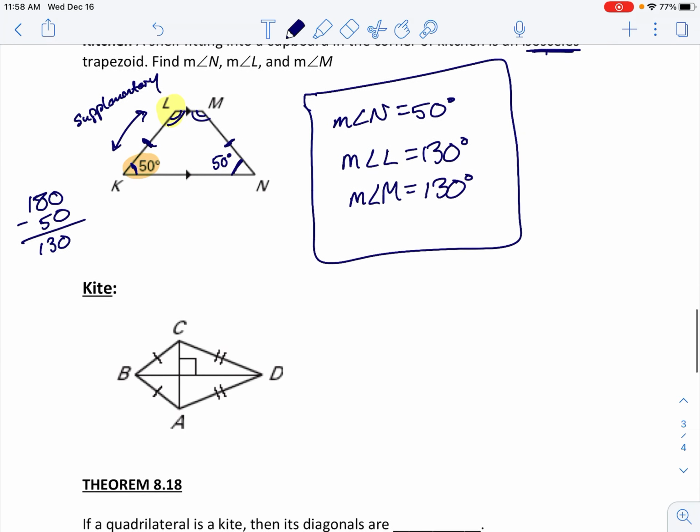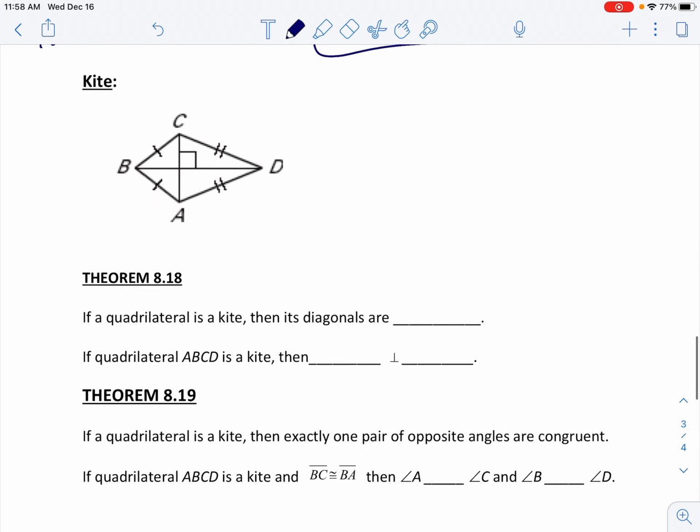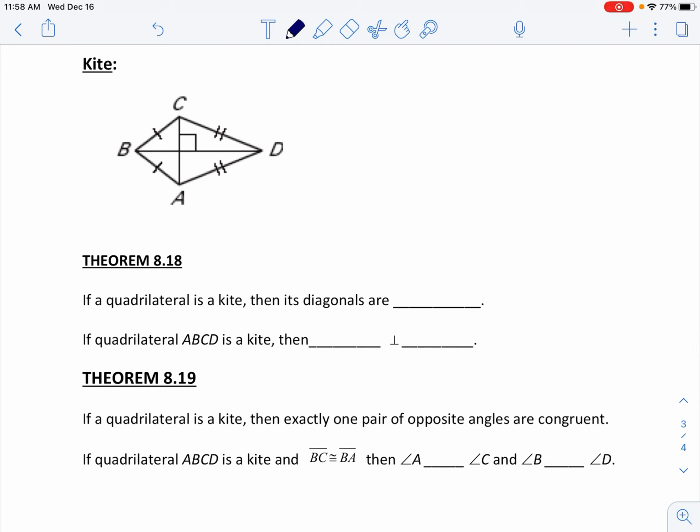All right, so that kind of wraps up trapezoids for these notes. We're now going to shift to kites. Now, a kite, again, we're still in the world of quadrilaterals. It is a quadrilateral with both pairs of consecutive sides congruent.